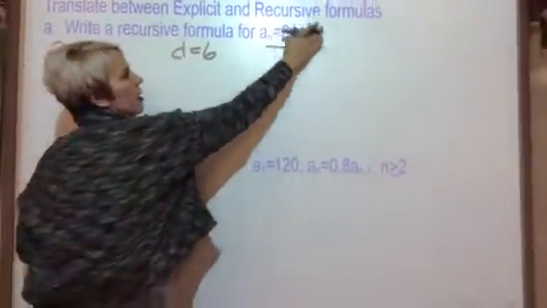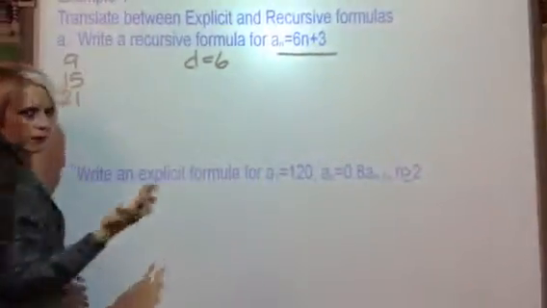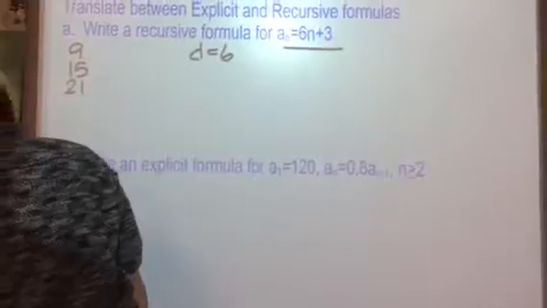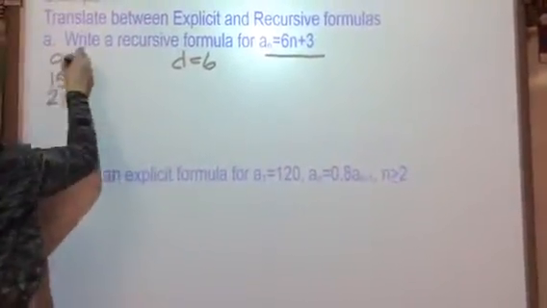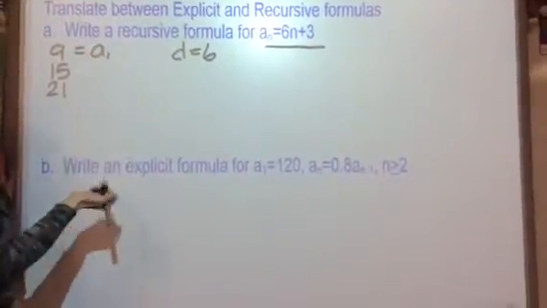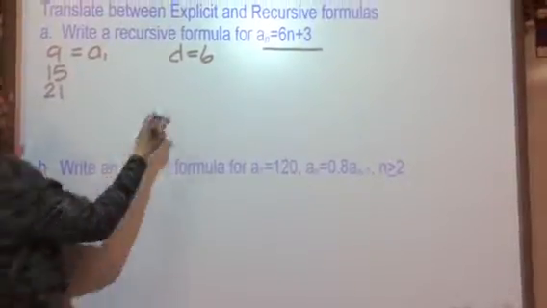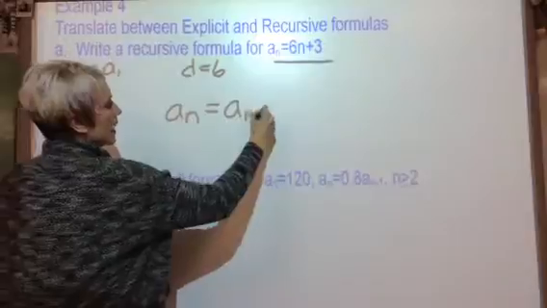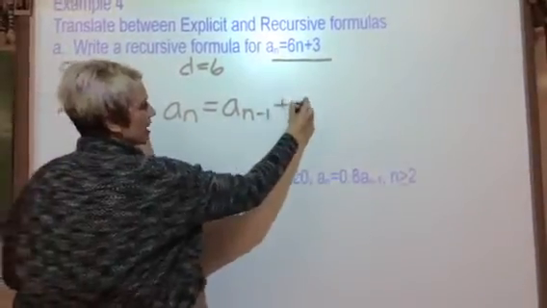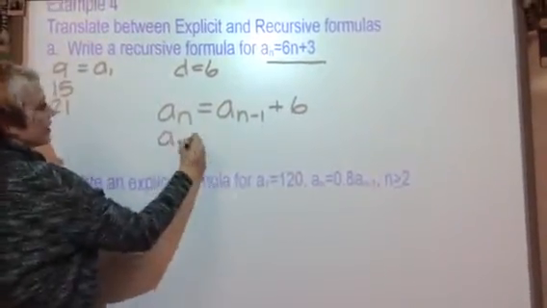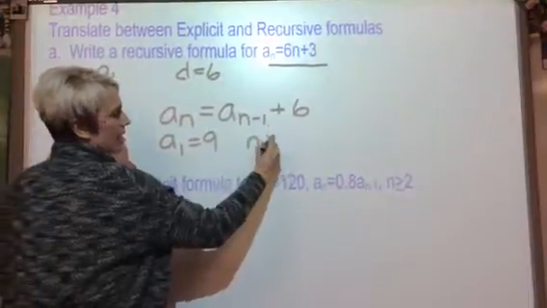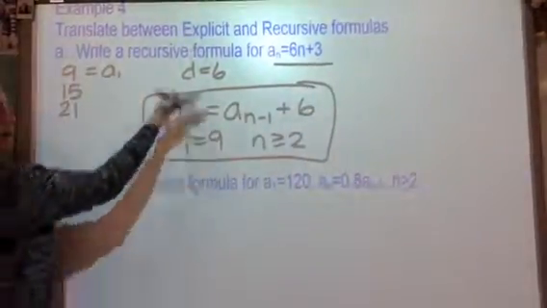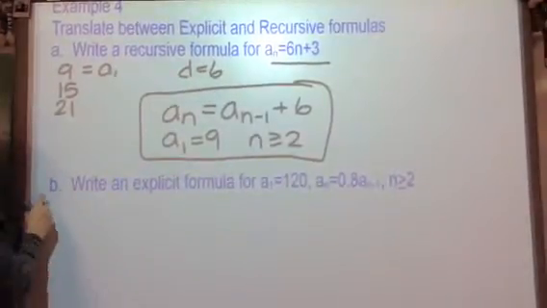And if you can figure out where you can get that common difference from that formula, you could use that too. So if I know my common difference is 6, and I know my first term right here is 9, I have everything I need for my recursive. So a sub n is equal to a sub n minus 1 plus 6, where a sub 1 is 9, and n has to be greater than or equal to 2. So I just wrote my recursive from the explicit that was there.